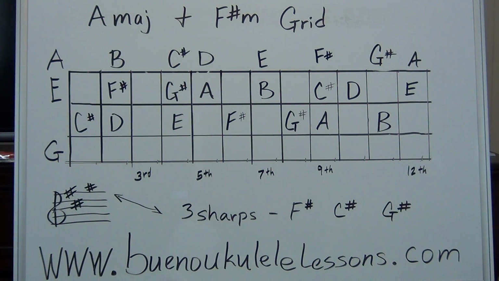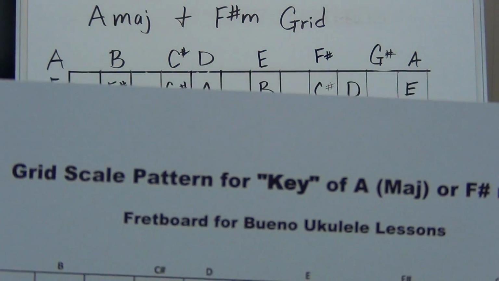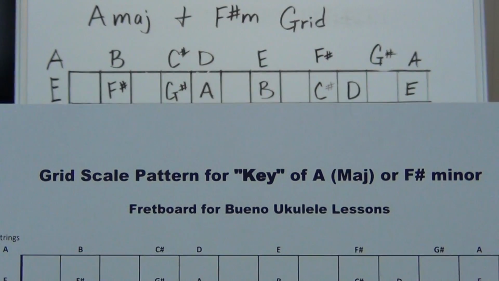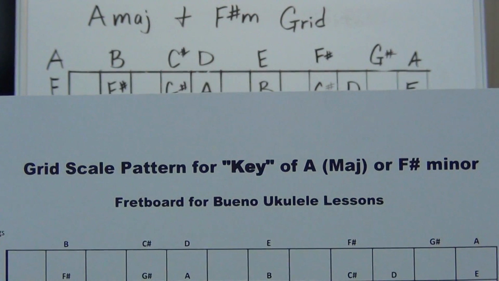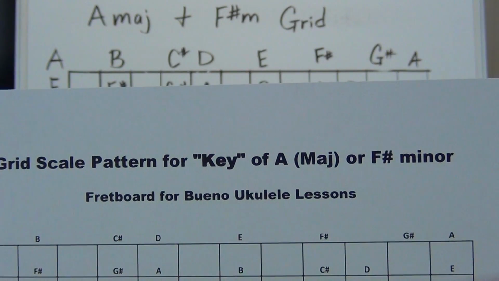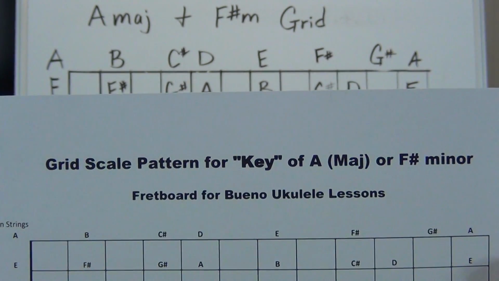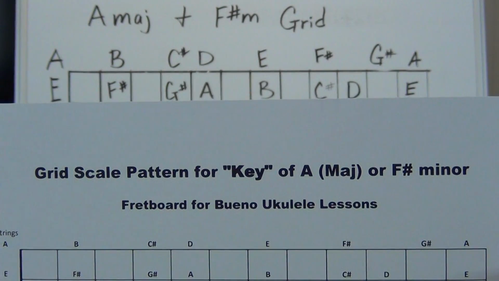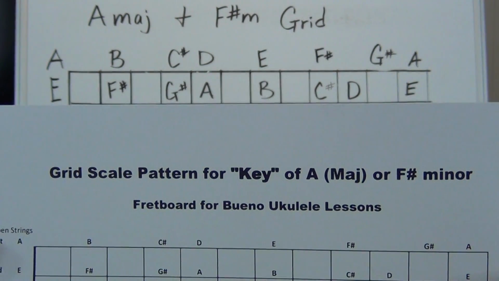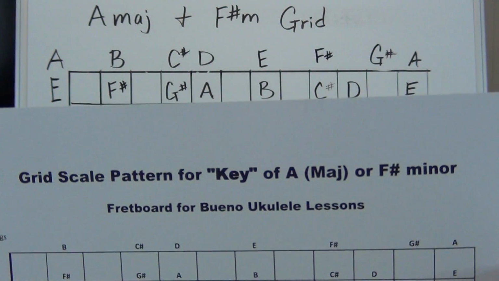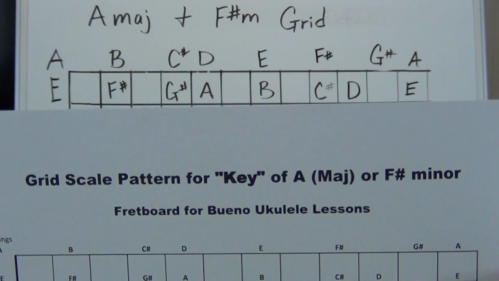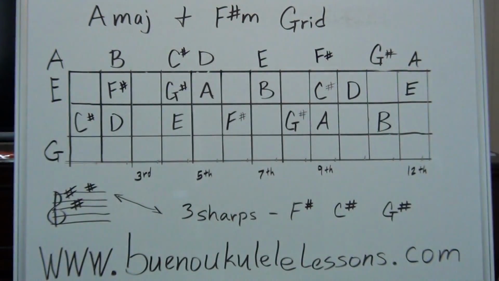At this time you want to go ahead and get your music sheet, the grid shape pattern for the key of A major and F sharp minor. Okay, pause the tutorial, go get that. And you don't need to tune up your ukulele. We won't be playing the ukulele in this lecture. We're going to be talking about the grid. Okay, so you got your music paper.